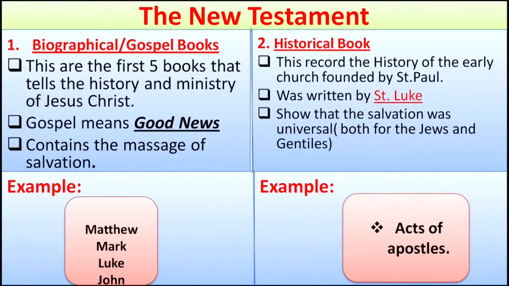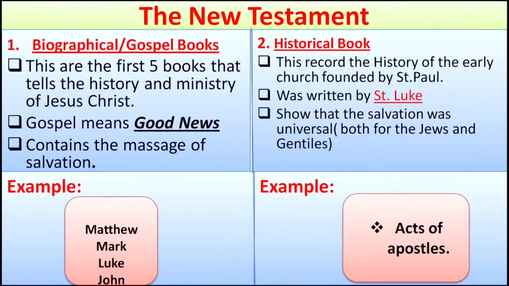The second category in the New Testament, we have the historical books. The historical books, these are the books that record the history of the early church founded by St. Paul. As the name suggests, history, because it records the history of the early church, the churches that were formed by St. Paul. And it was written by St. Luke. St. Luke was an eyewitness of the ministry of Jesus.